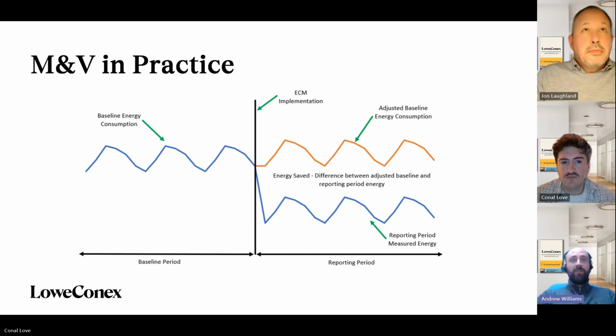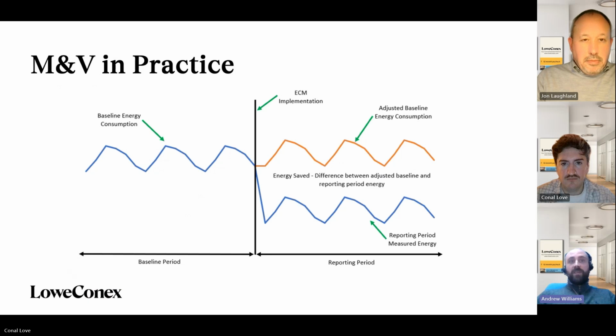We've got the baseline period, the left-hand side of the graph there, and that's the period of time prior to the ECM implementation. So this is where we gather all of our relevant data so that we can produce the modeling that's required. So the energy consumption within this period, we call the baseline energy consumption. In the reporting period, the right-hand side of the screen there, this is the time post ECM implementation, and there's a couple of things to pick out.